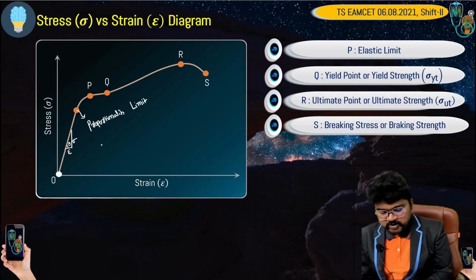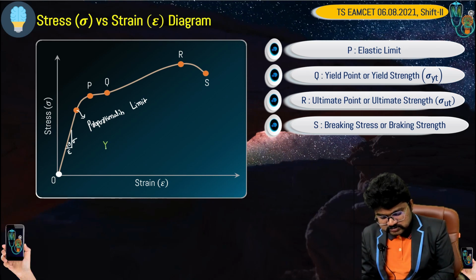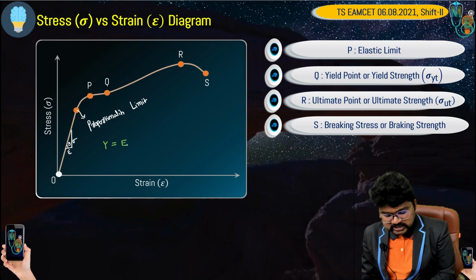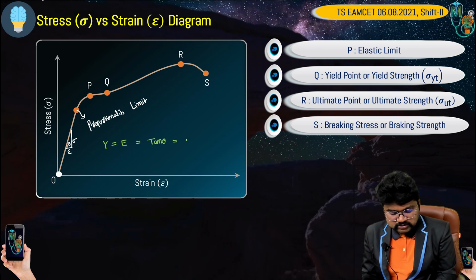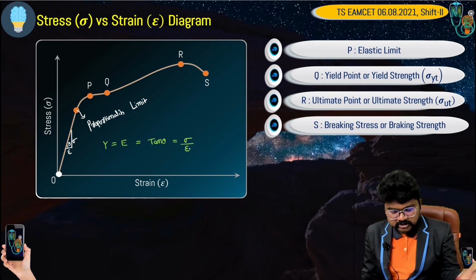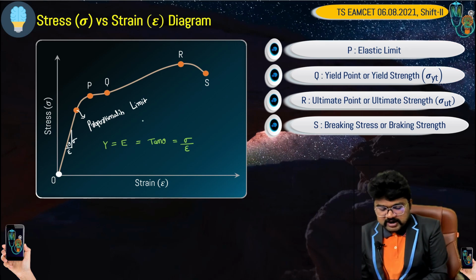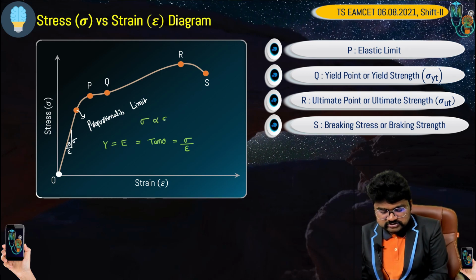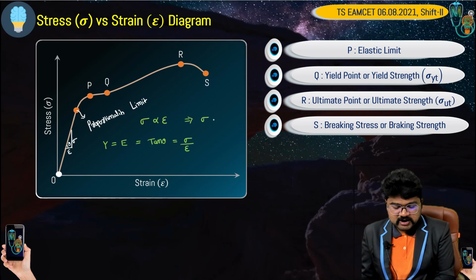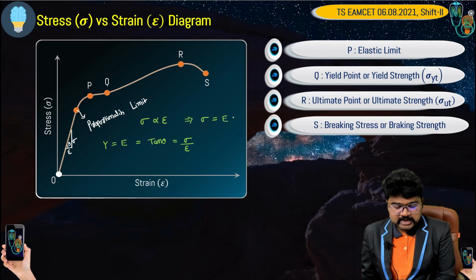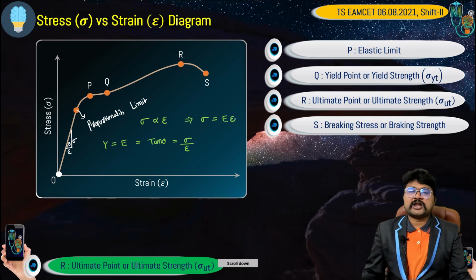Up to this point, I can say Young's modulus E equals tan theta equals sigma by epsilon, so longitudinal stress by longitudinal strain. Sigma is directly proportional to strain, so sigma equals E epsilon. This is Hooke's law. Hooke's law is valid up to the proportionality limit.